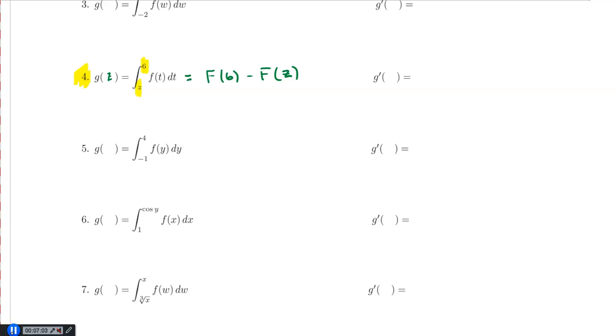And taking the derivative of both sides, we get g prime of z. And here we get the 0 first, and then capital F prime of z. So in this case, we get g prime of z equals negative little f of z. That should really be no surprise because we could have rewritten this integral we were given at the beginning as the negative of the integral from 6 to z.